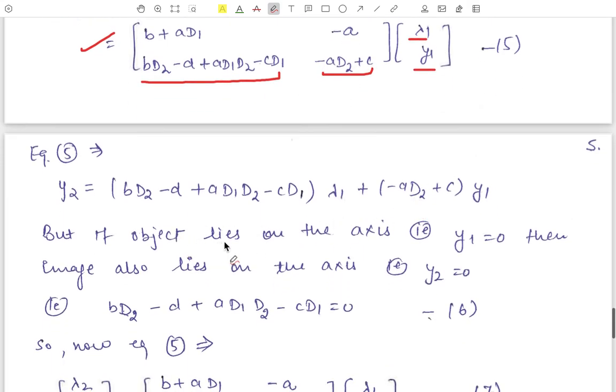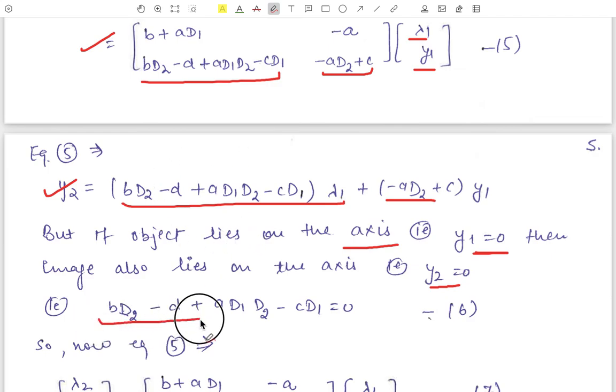Again, if the object lies on the axis, that is for an axial object, y1 is equal to 0, we will get the image also on the axis, therefore y2 will be 0. Using this in this equation we get 0 is equal to this term into lambda 1 plus 0, that is the coefficient of this lambda 1 is equal to 0, that is this term B D2 minus D plus A D1 D2 minus C D1 is equal to 0.